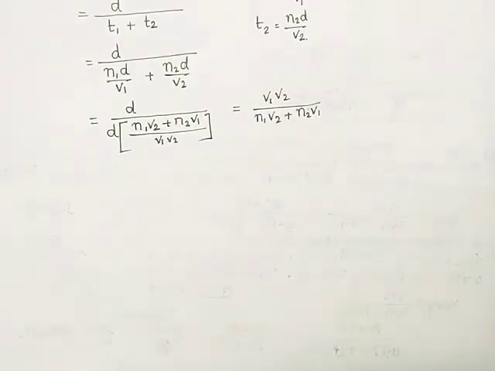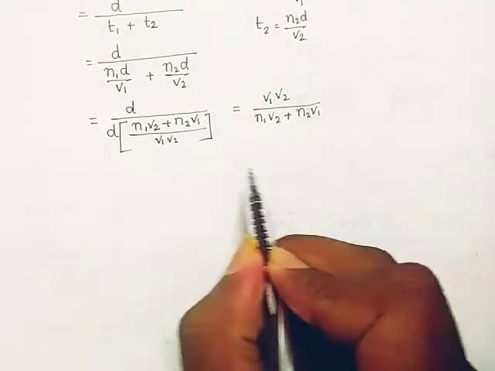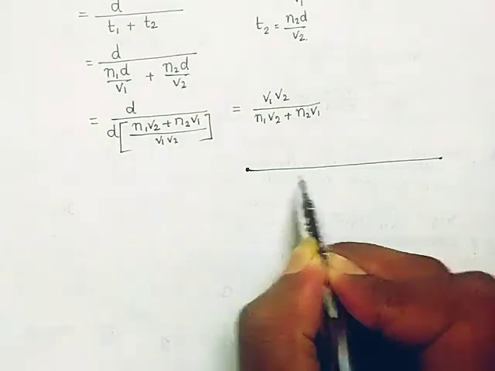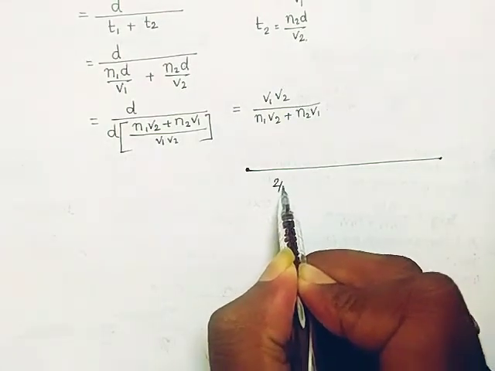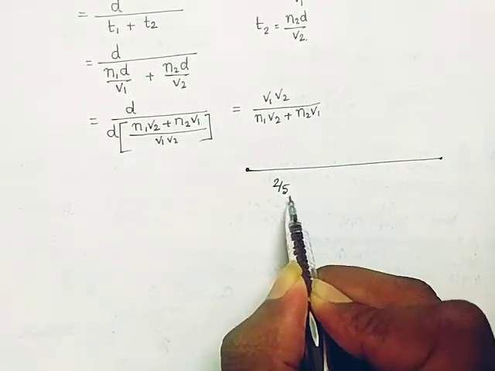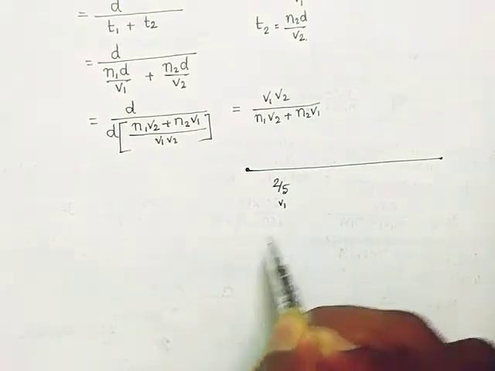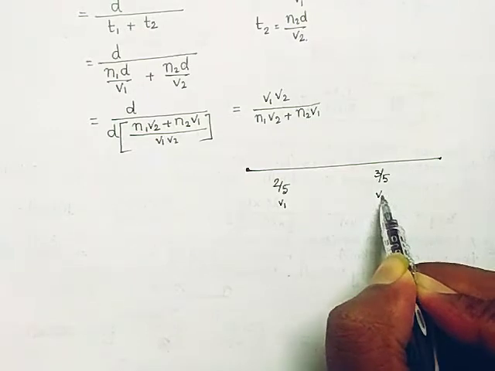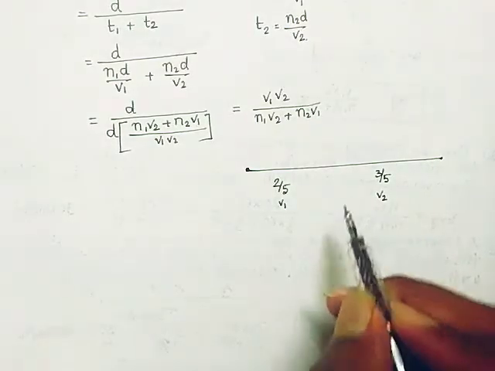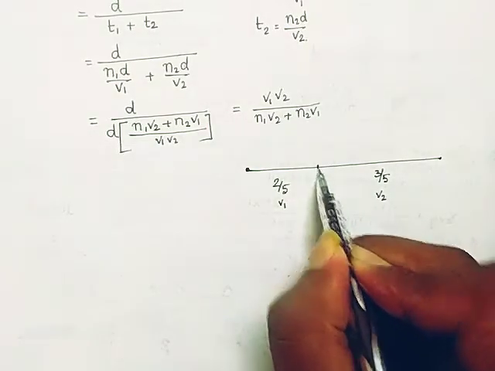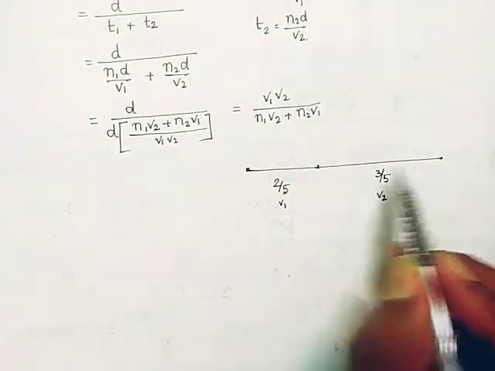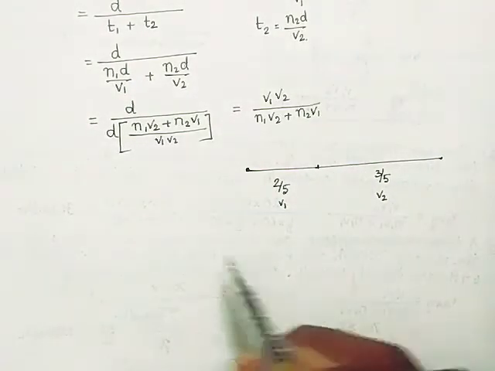Now let us take a problem. If a car covers 2/5 of the total distance with a velocity v1 and 3/5 of the total distance with the velocity v2. Okay, 2/5 of the total distance, we can consider from here to here, with the velocity v1, and 3/5 of the total distance with the velocity v2.